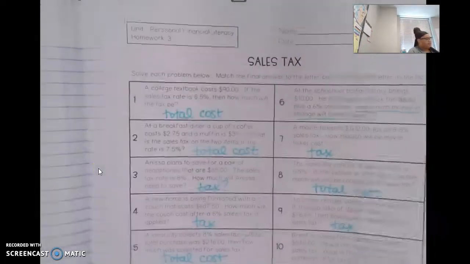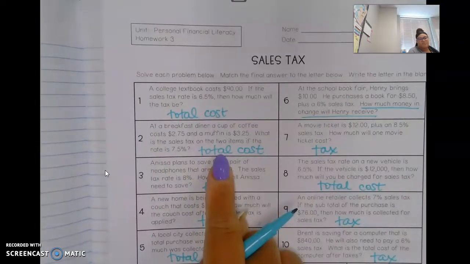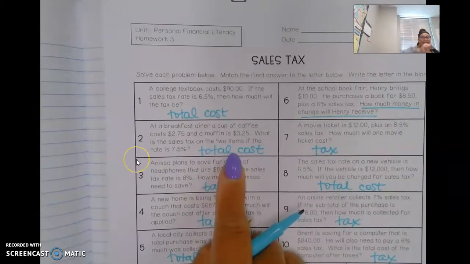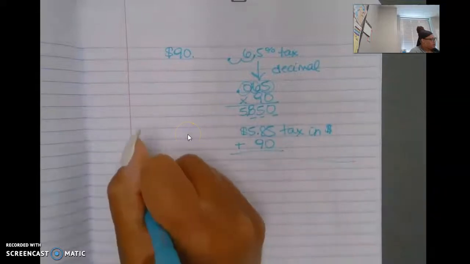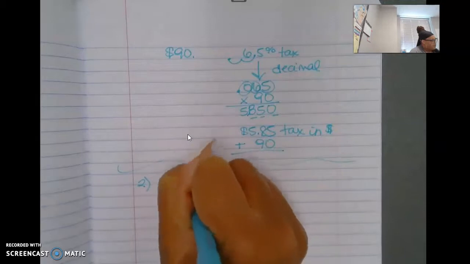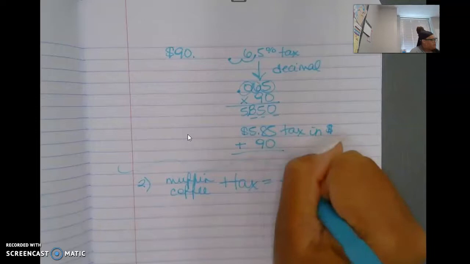The next one, number 2, says total cost. At a breakfast diner, a cup of coffee costs $2.75 and a muffin is $3.25. What is the sales tax on the 2 items if the tax rate is 7.5%? I also want you to find the total cost. So you need to find tax and add it to the cost of the muffin and the coffee. So, number 2, muffin, coffee plus tax equals my total.